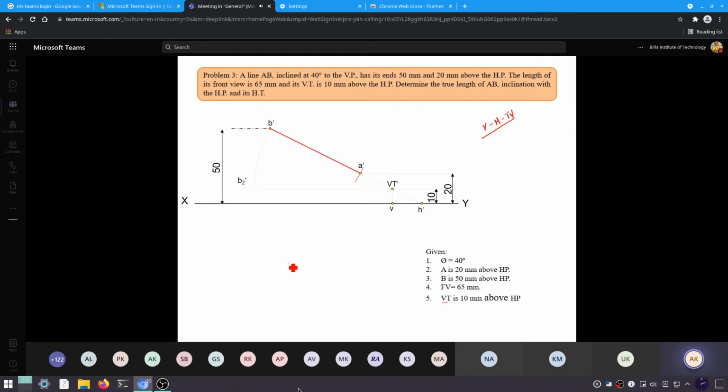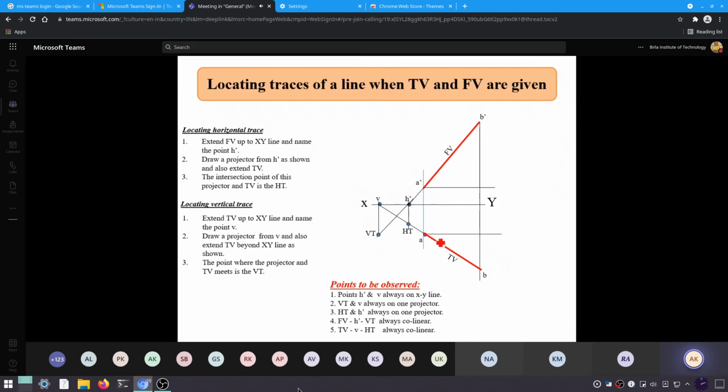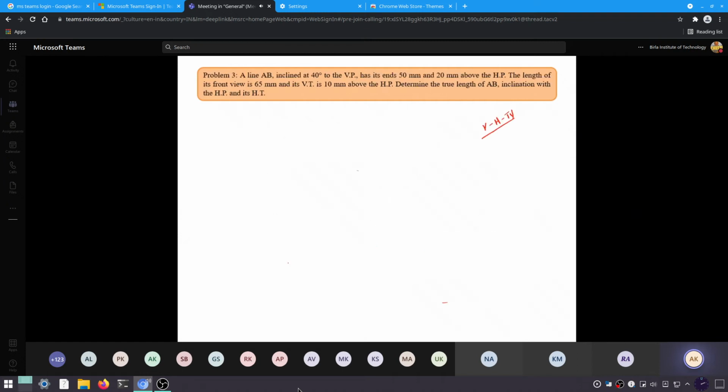Sir, how are these three in one line? I just told you earlier, I explained it completely: our top view, capital H and small v, will lie in the same line. Same line means the order may be different, but they lie on the same straight line: A dash, B dash, small h and capital V. Same thing we have used over here.